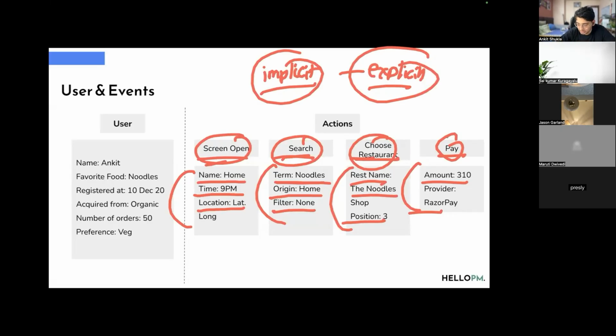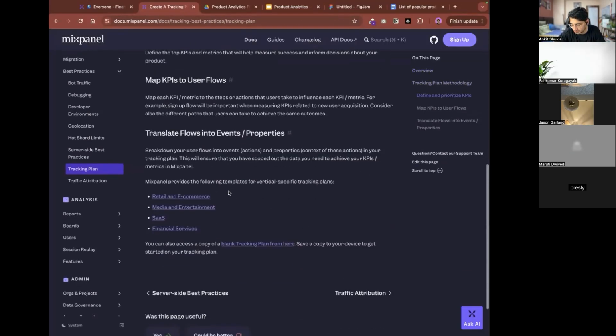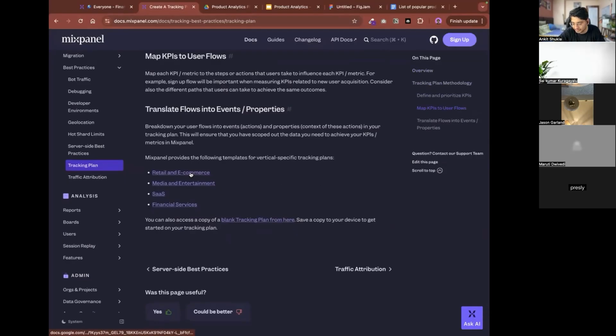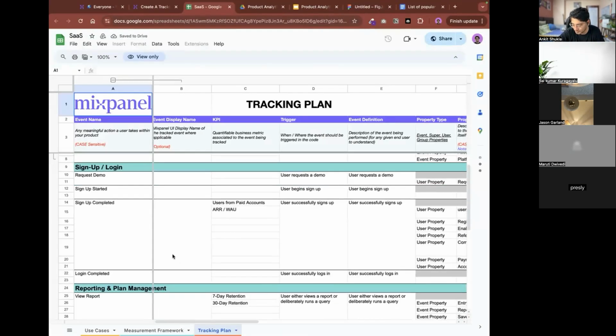Now, as a product manager, what you need to learn is you have to create a tracking sheet and you have to give it to your developers. How to create a tracking sheet? I'll share a template with you. So let's say you are a company working in retail and e-commerce, or maybe SaaS. You are a company working in SaaS. So this is the example of a sheet.